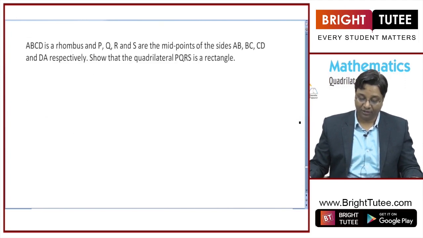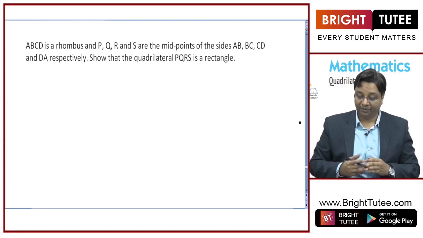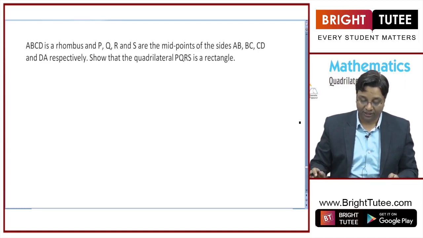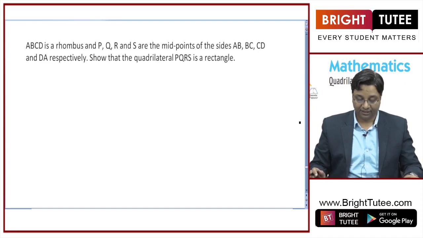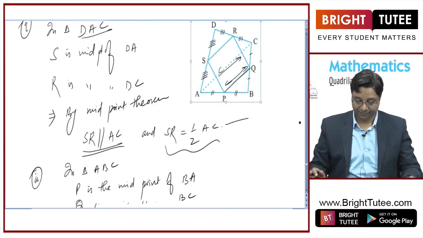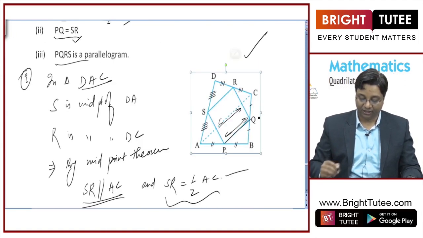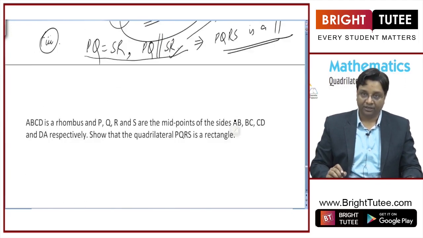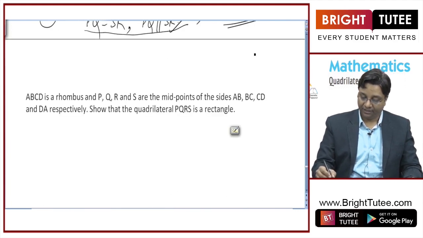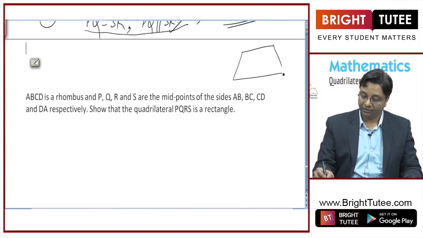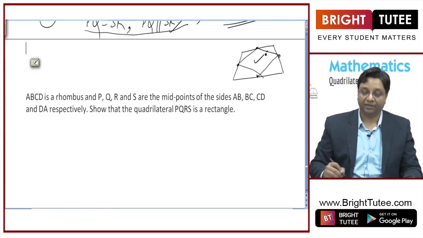ABCD is a rhombus. P, Q, R, S are the midpoints of sides AB, BC, CD and DA. Show that quadrilateral PQRS is a rectangle. Okay, from here we saw that if you have any quadrilateral and you join the midpoints of all these sides, the quadrilateral made inside is a parallelogram. So till now we have seen that if you take any quadrilateral and you join the midpoints of its sides, you will get a parallelogram inside.